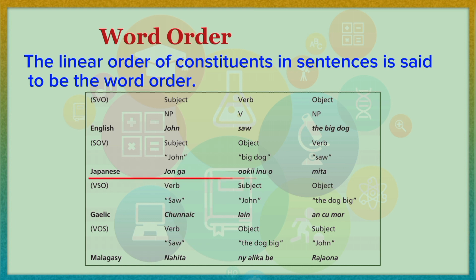And Japanese is a verb-final language. In verb-initial languages, the sentence begins with the verb. Scottish Gaelic has a verb, subject, object, or VSO order, and Malagasy, spoken in Madagascar, has a verb, object, subject, or VOS order. Note that in Gaelic and Malagasy the adjective is placed after the noun, literally translated as "dog big."